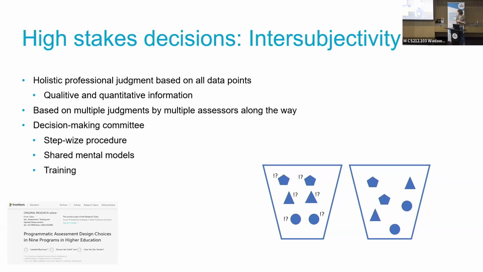decision-making committee, as we call it, a committee of different assessors who usually use a stepwise procedure. So, for example, a portfolio is first judged by 2 assessors. When they agree and they think we reached saturation, we got enough information, we are sure enough about our decision, then the decision is being made, pass, fail. And if not, it's discussed in the entire committee. Research also shows that these committee members need to be trained and they need to develop shared mental models, as it's holistic, about what constitutes good practice. So to say that the assessment criteria are usually formulated in quite a holistic way to allow different data points.